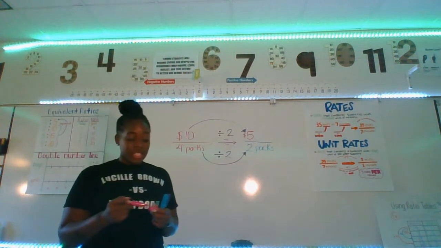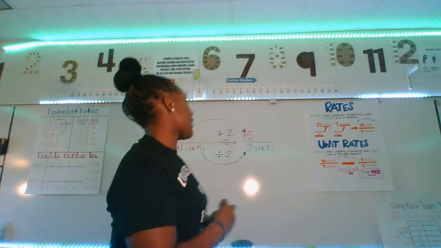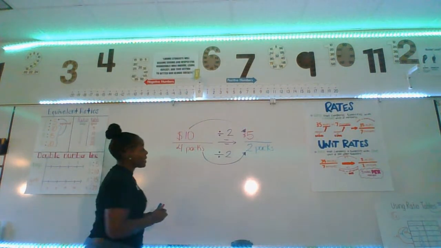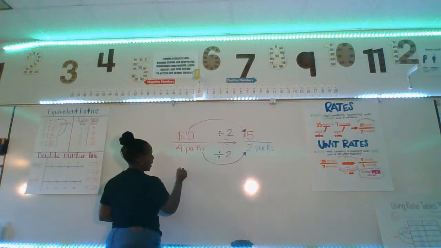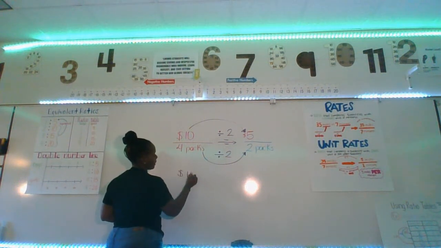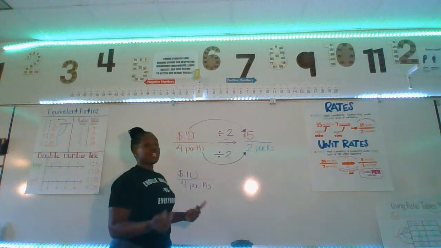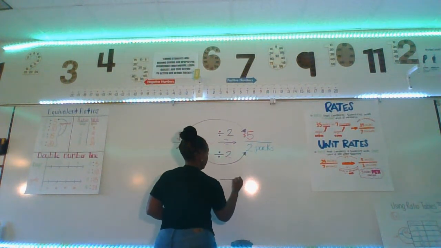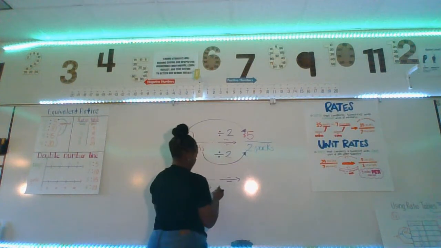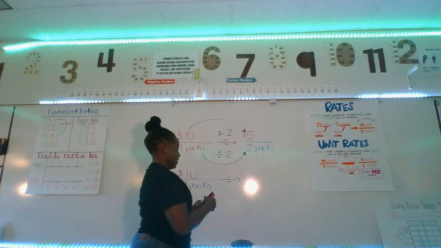Now, the next question asked us to figure out how much does 1 pack cost, all right? So you would set it up the same way. You would say the original rate that they gave you was $10 for 4 packs. Now we need to create an equivalent ratio, but this new ratio is going to have a denominator of 1 now, okay?